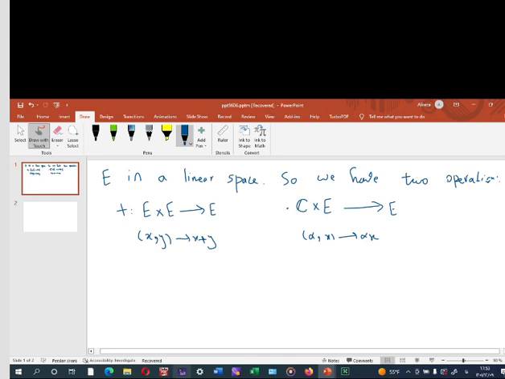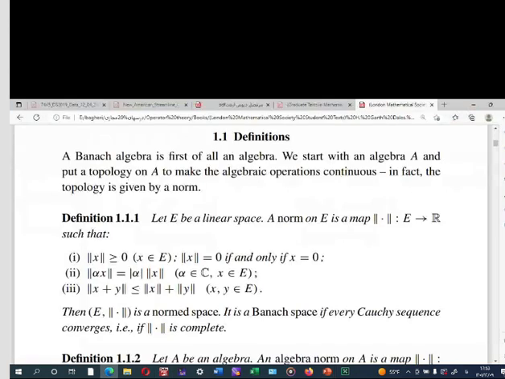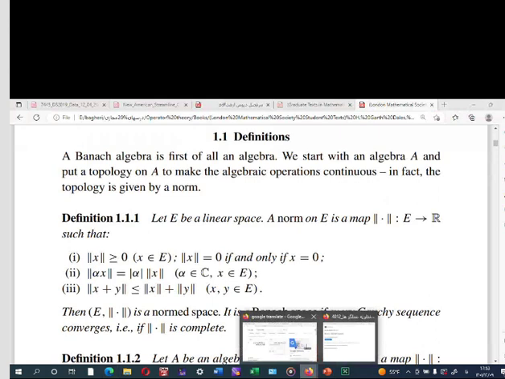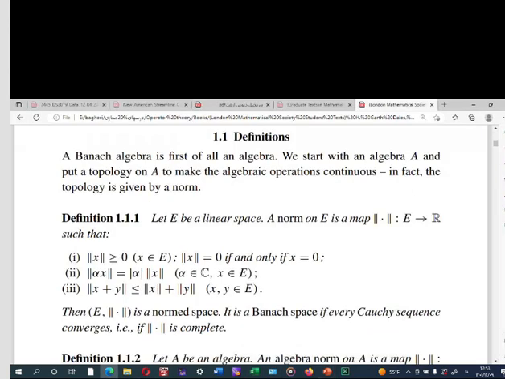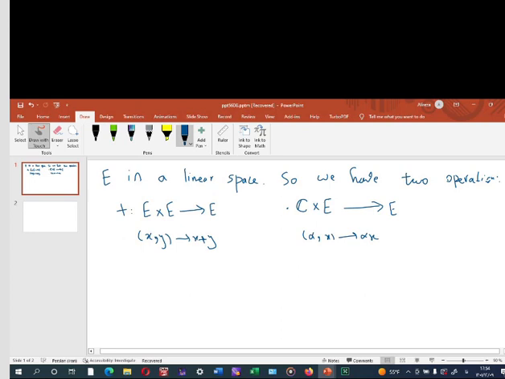so that this alpha x is an element of E. This is an element of E because E is a linear space and we have the scalar multiplication, and also we have this x plus y as an element of E because we have this plus operation.